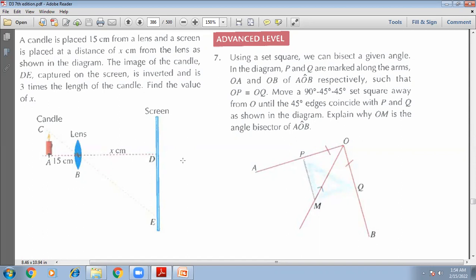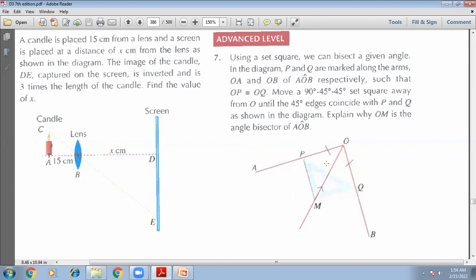So move a 90, 45, 45 set square away from O until the 45-degree edges coincide with the P and Q. Can you see that? This is very dim, this scanning is not that good, but you can see that. This is the set square placed here. So this is PM and QM, the two sides which are equal to each other of that set square. This is the 90-degree angle of that set square. So explain why OM is the angle bisector of the AOB.